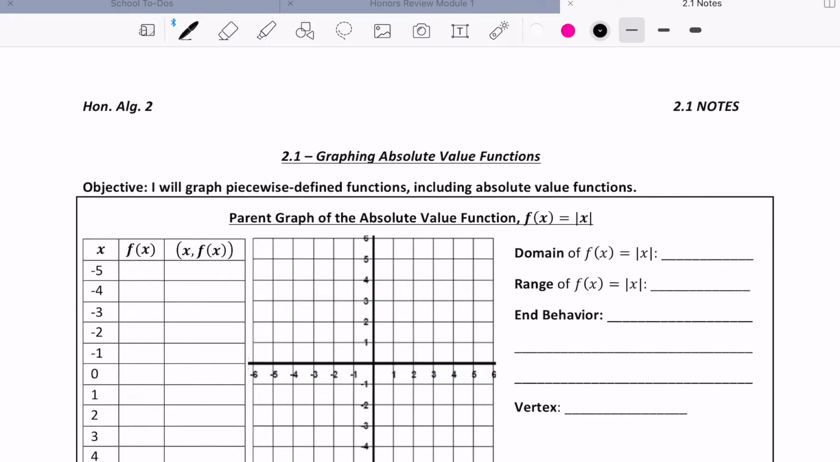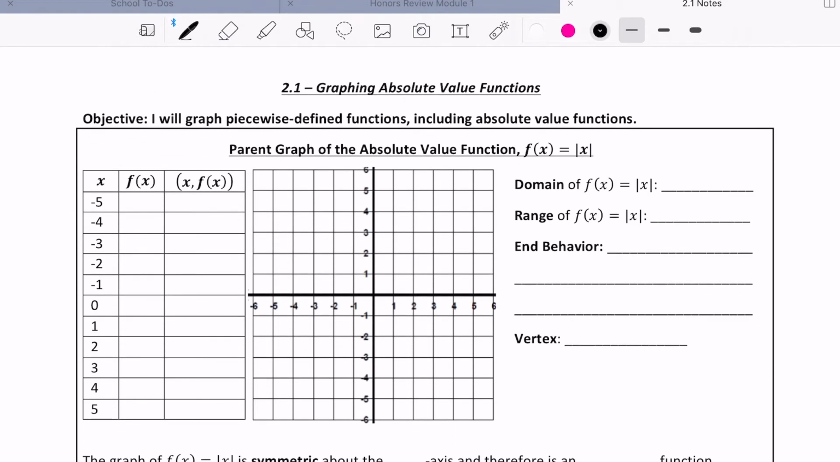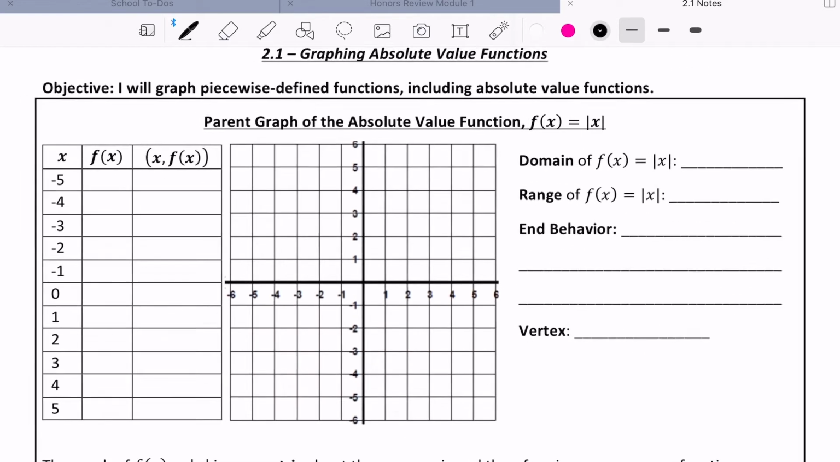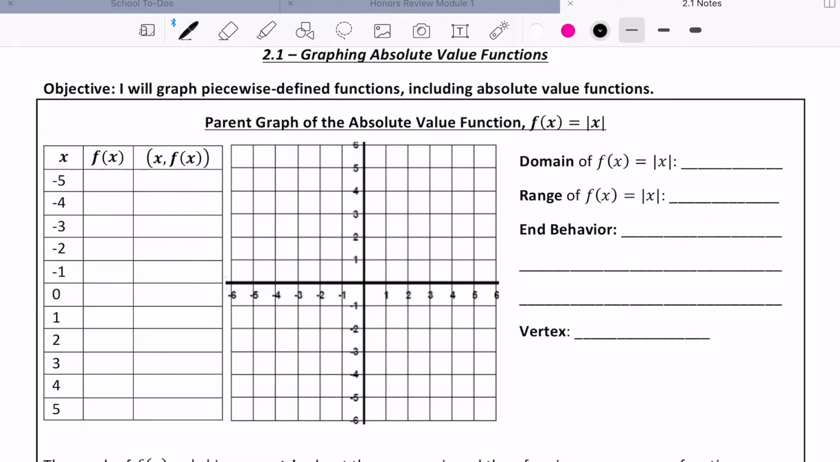This next unit that we are covering is all about absolute value functions. So we are going to get started by, first of all, looking at what our parent function looks like. The parent function of an absolute value function is f of x equals the absolute value of x.